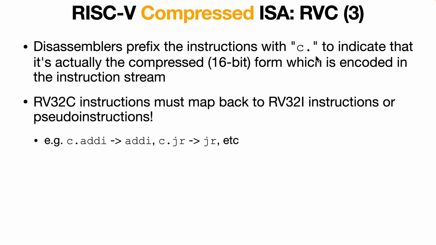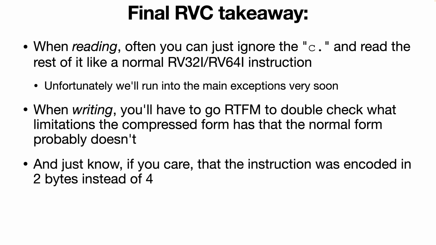Now, when you're looking at things in the disassembler, you're going to see a prefix of c. to indicate that it's a compressed form of an instruction. And as I said before, the values are going to map back one-to-one to normal instructions from the non-compressed form. So if you see c.addi, that is going to map back to an addi instruction. If you see c.jr, that's going to map back to a jr instruction. So the key thing is that most of the time you can just ignore the c. and know, okay, they're using 2 bytes instead of 4 bytes. That doesn't really affect the logic of what it's doing. So most of the time for reading, you can just ignore the c.